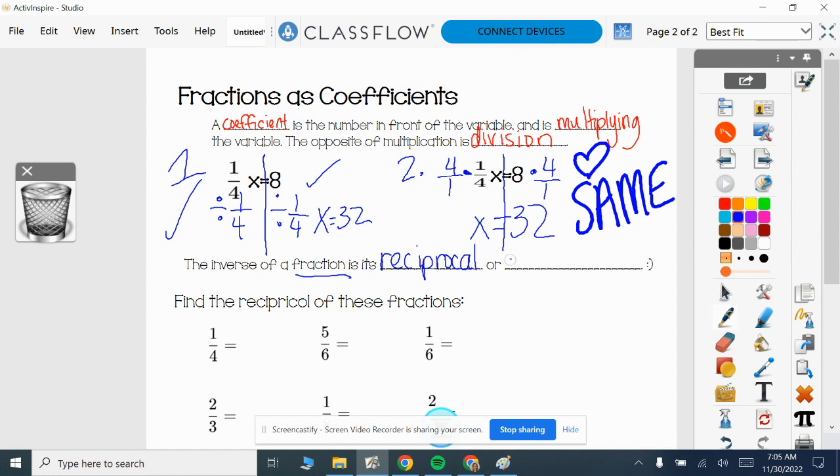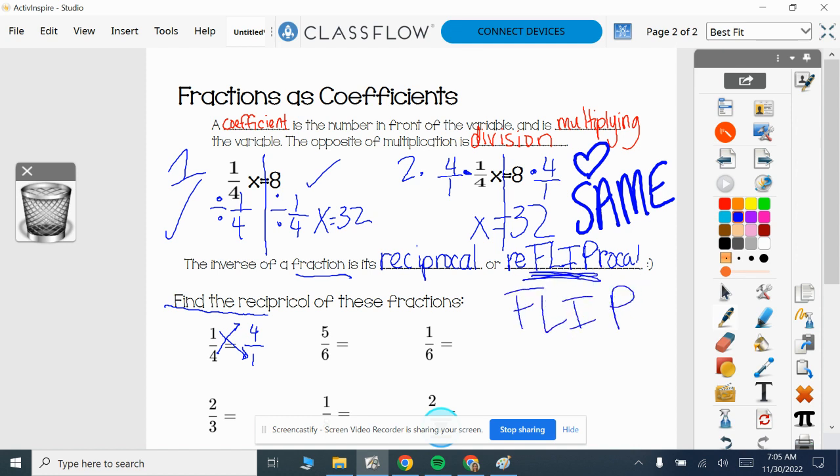Or, as I like to call it, the reciprocal. I like that. So let's practice here and find the reciprocal. I'm going to do 3 problems with you, and you're going to do 3 on your own. So the reciprocal of 1/4. I'm going to draw my fraction bar, and then I'm going to go topsy-turvy here. 4 is going to go up top, 1 is going to go on the bottom. You are literally flipping it. You are taking the fraction and you flip. You're flipping it.